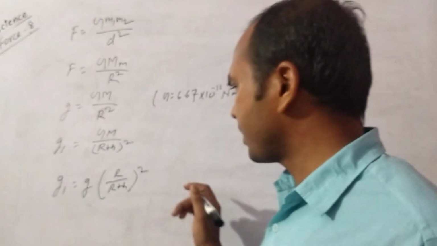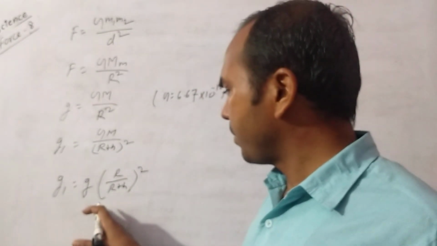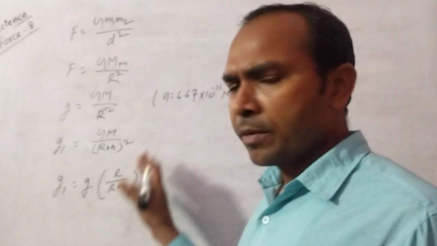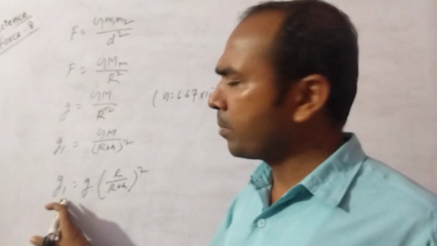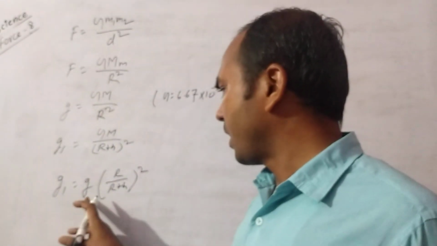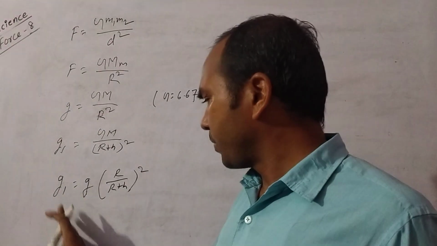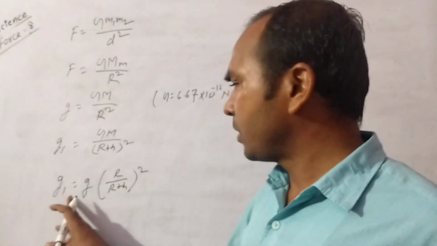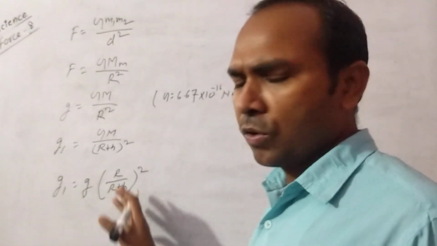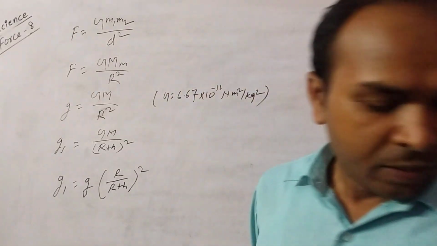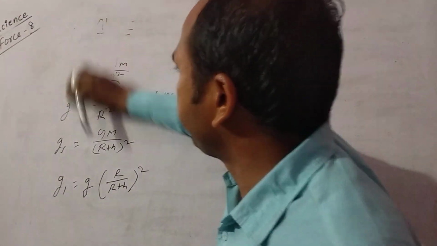Another, this is a relation among the radius of the heavenly body and its height from the earth's surface, where g1 is the acceleration due to gravity at a height from the earth's surface, and g is the acceleration due to gravity on the earth's surface. Then we can write this relation or formula: g1 is equal to g into r by r plus h, whole square. Okay, after this I am going to solve some numericals related to this chapter.